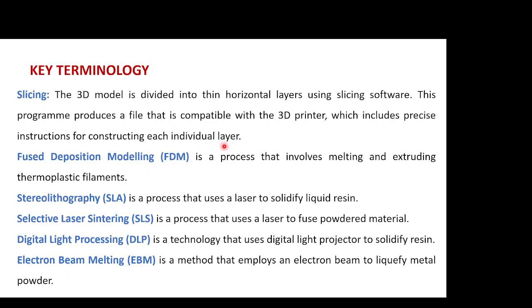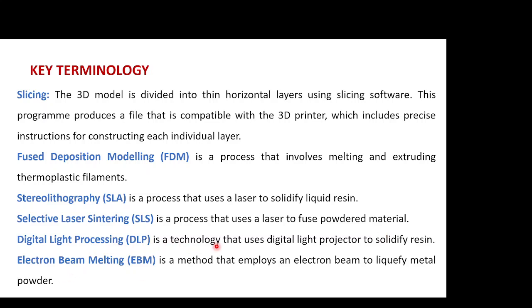layer. Now, fused deposition modeling (FDM) is a process that involves melting and extruding thermoplastic filaments. So it includes melting the thermoplastic filaments, right? Because we need molten plastic. Then SLA is a process that uses a laser to solidify liquid resin. For example, when we have the liquid resin and you want to solidify it, you will use the SLA process. SLS uses a laser to fuse powder material. So here it was solidifying, here it is fusing the powdered material.